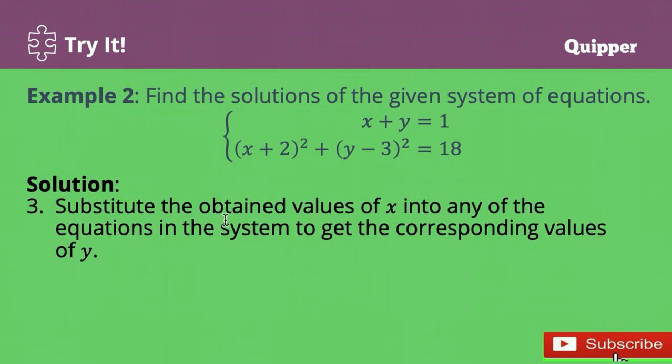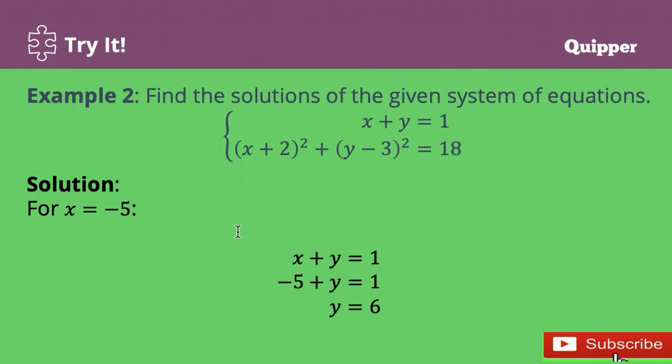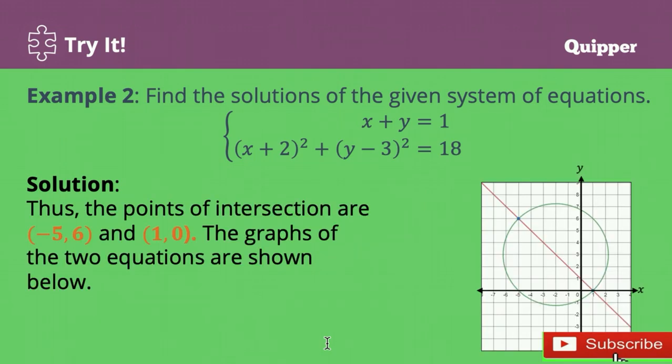Substitute the obtained values of x into any of the equations in the system. For x is equal to negative 5, the value of y is 6. And for x is equal to 1, the value of y is 0. We are using the first equation, the linear equation, to get the value of y. Thus, the points of intersection are negative 5, 6, and 1, 0.